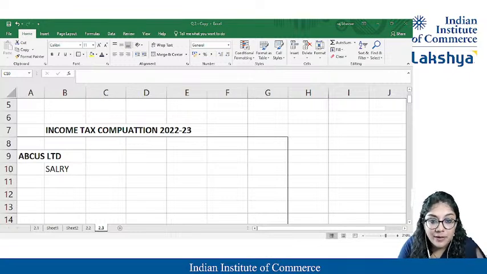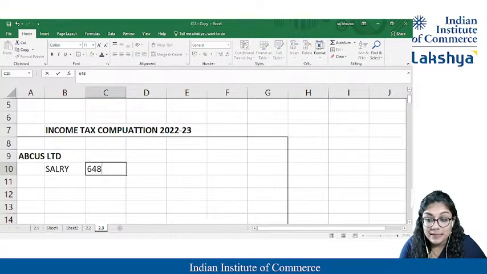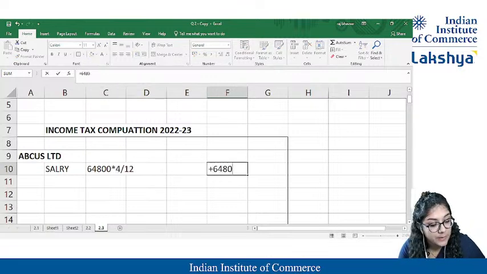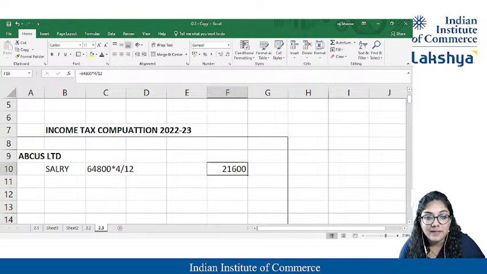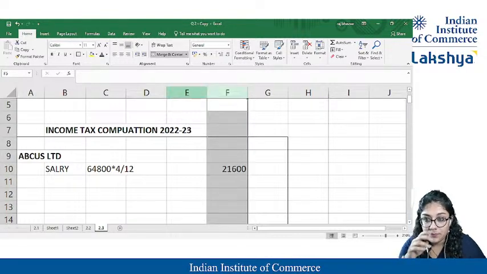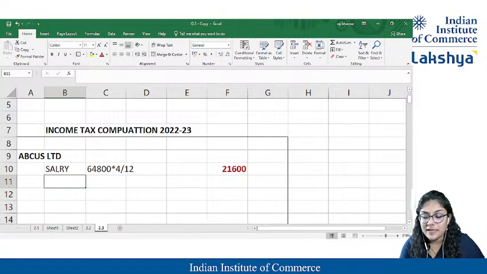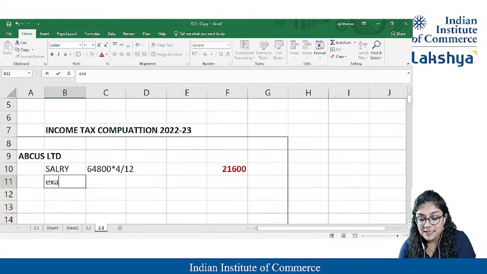If you remember, 64,800 was my salary, but I got it for only 4 months. There was nothing other than 64,800 into 4 by 12. So it will be 21,600. If I make it like that, it is more easily evident. Okay, 21,600.